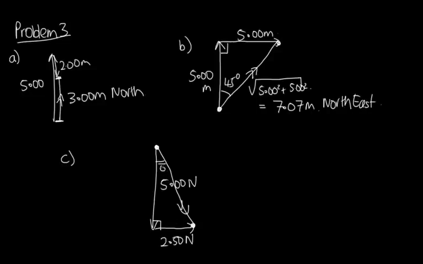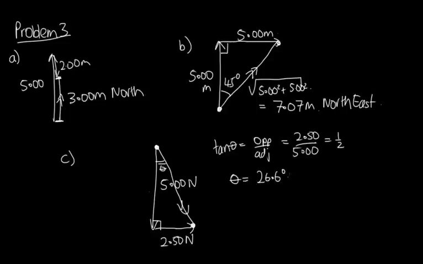So we will need to work out this angle in this case, but we can use trigonometry in order to do that. Remember that tan theta is equal to opposite over adjacent. That just comes from SOHCAHTOA. And the opposite is 2.50, and the adjacent is the 5.00, and so this is equal to a half. And so theta, in this case, is equal to 26.6 degrees.